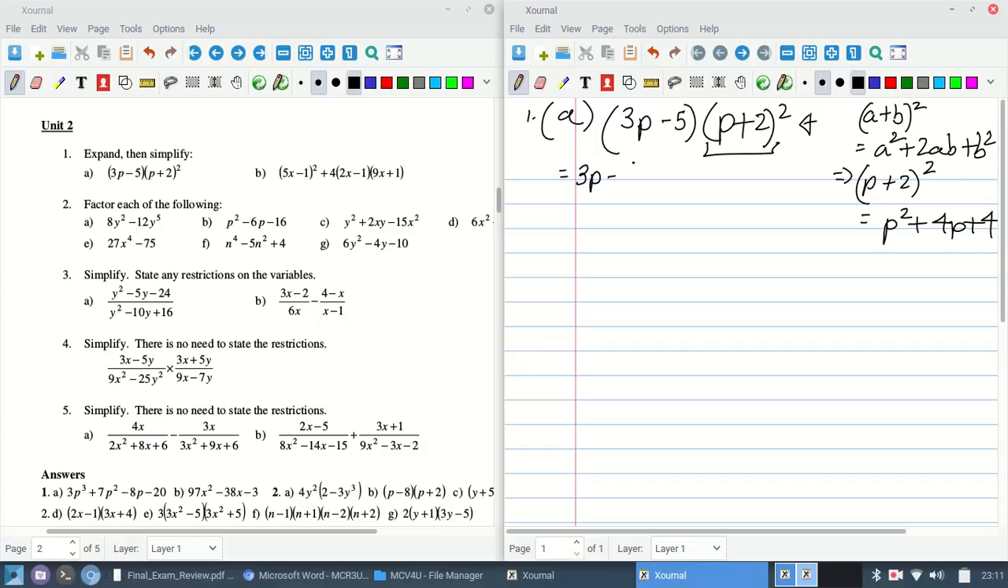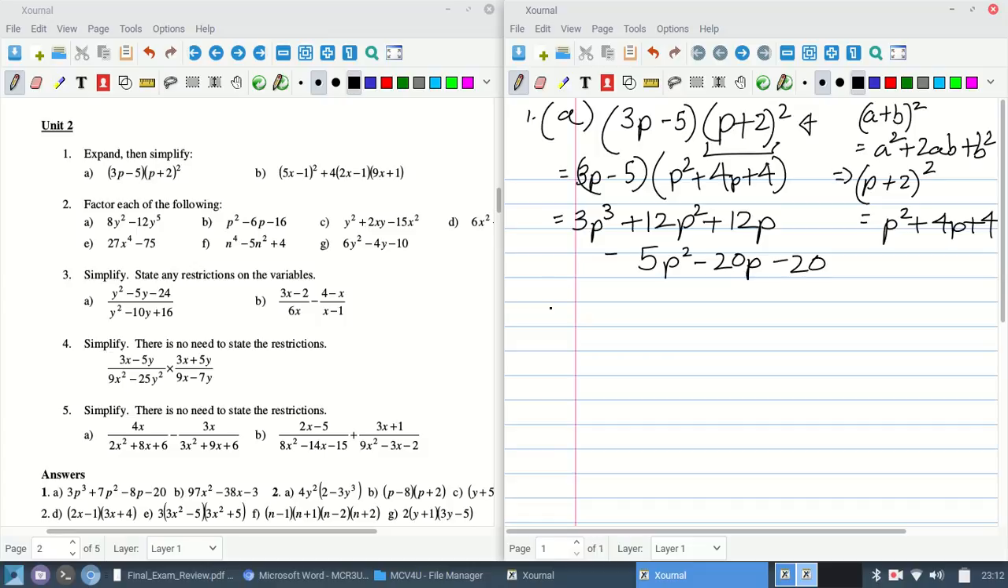So it's 3p minus 5 times p squared, I write it out, plus 4p plus 4, right? So that goes there, right? So there you go. Next, I just expand 3p into each term, and then minus 5, making sure that you've got the right signs, right? So we've got 3p cubed plus 12p squared, right? So 3p cubed plus 12p squared plus 12p. Now I start getting the negatives. Minus 5p squared, okay, minus 20p minus 20, all right?